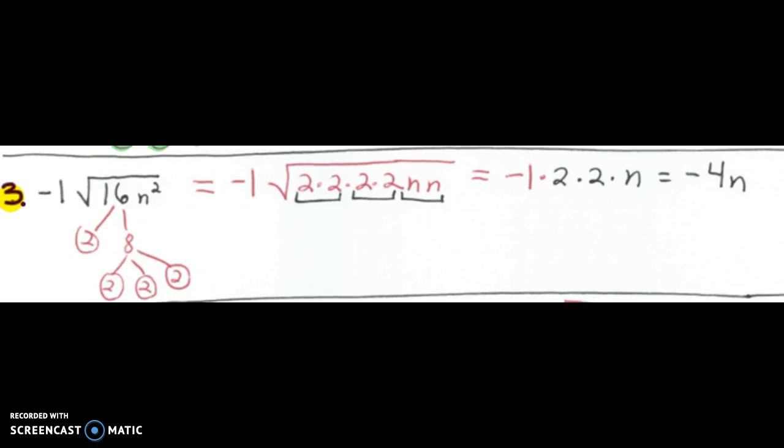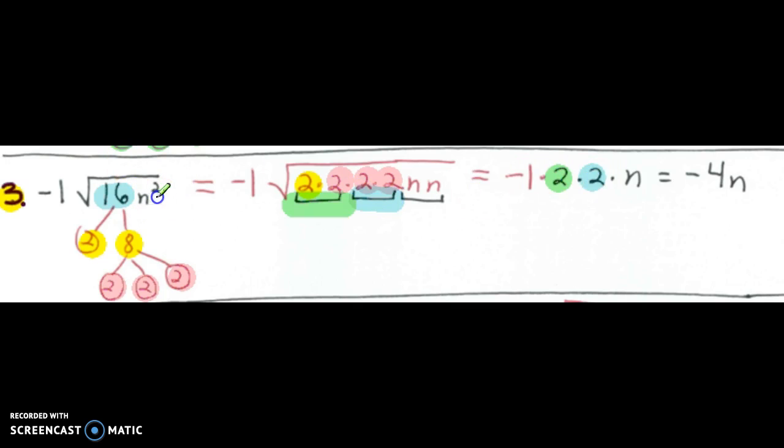In problem number 3, I'm going to factor 16. I get 2 times 8. This 2 is a prime number, so it goes right here. Then I'm going to factor 8. 2, 2, 2. That's how I got those 3 2's. My index is 2, so I'm going to take a set of 2's out. That's where I got that 2. Another set of 2's. That's where I got that 2.